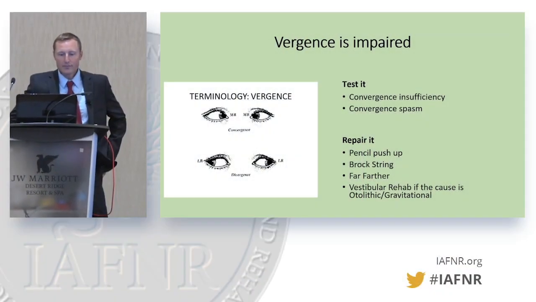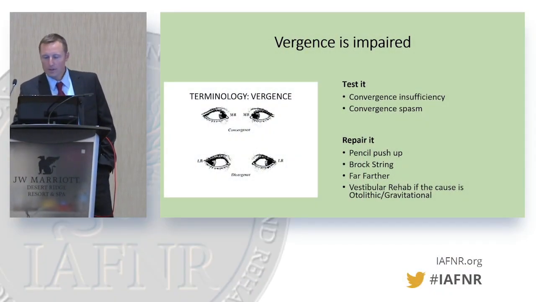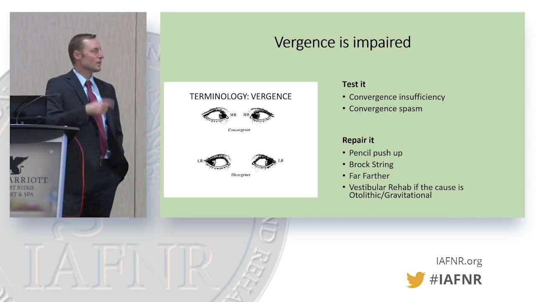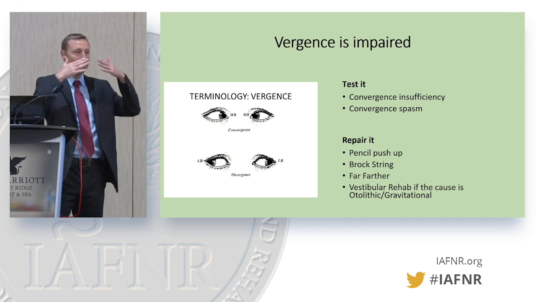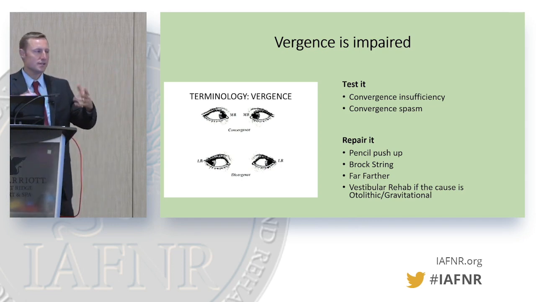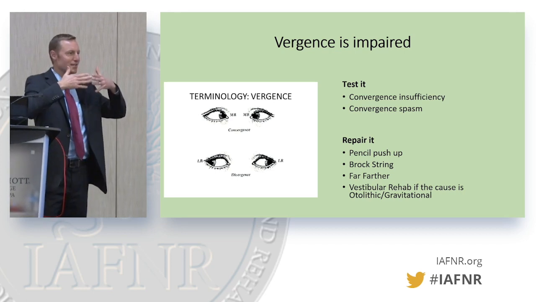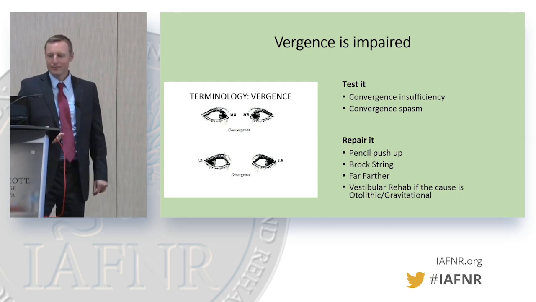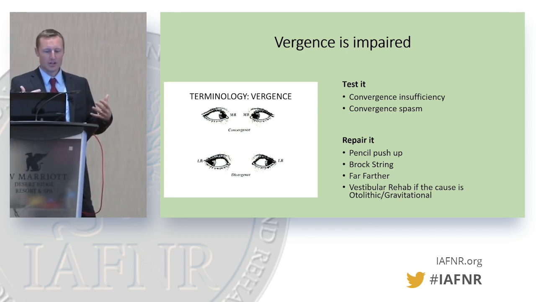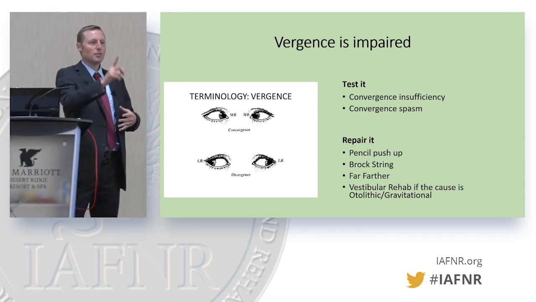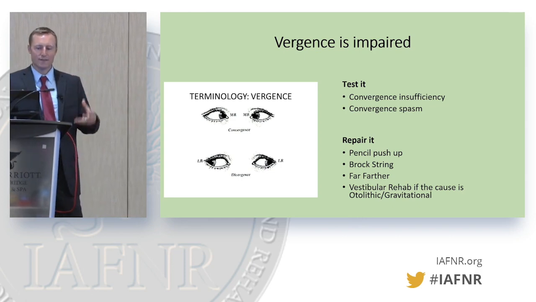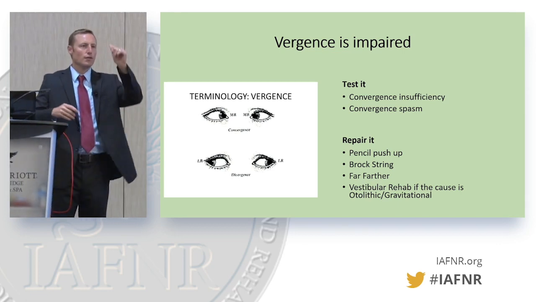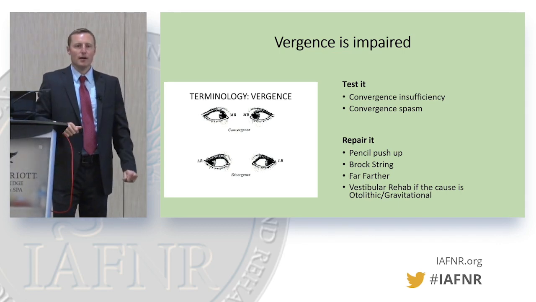Vergence, convergence and divergence. Okay, I think we've heard this before. You want to test convergence insufficiency. We saw that earlier. If you hold a target close and one of your eyes or both eyes are not able to maintain convergence, that's insufficiency. Spasm is when they maintain convergence and there's really no reason for them to do that. We have different strategies for each of these presentations. The pencil push-ups, you can use the Brock string. These are all great for your convergence insufficiency. You want to use more of a farther strategy for convergent spasm.